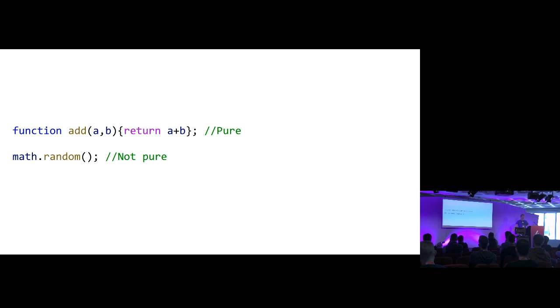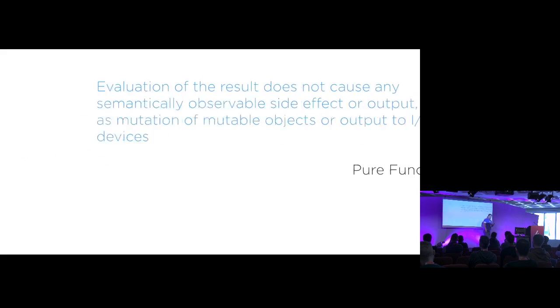Function AB returns AB. It always returns the same thing. That is a pure function. Math.random. Not pure. Will you ever have to do random numbers? Yes. Guess what? You're not going to do them with a pure function.